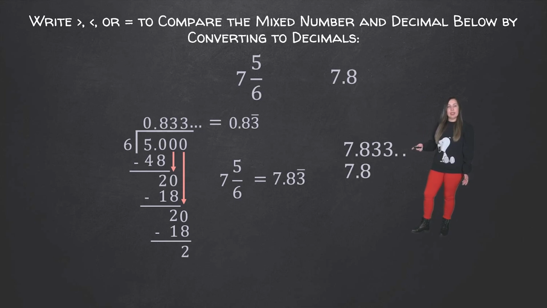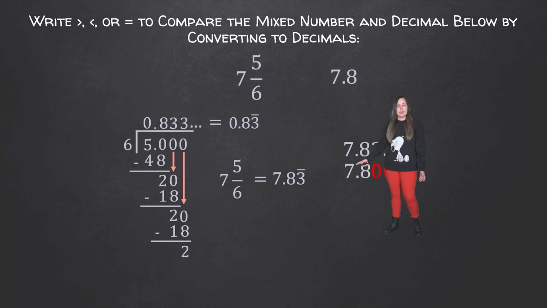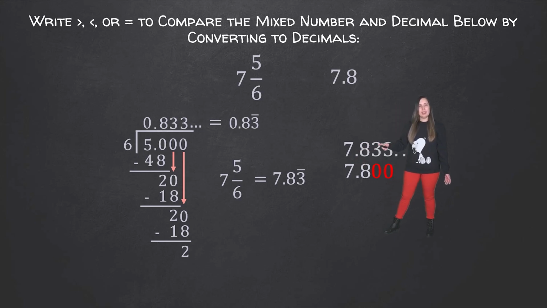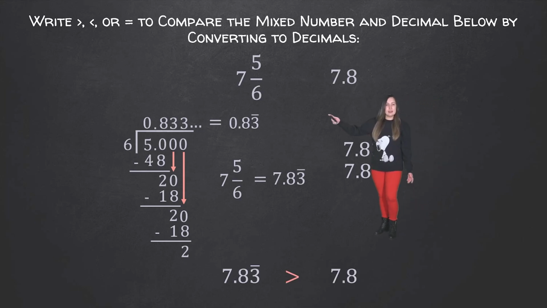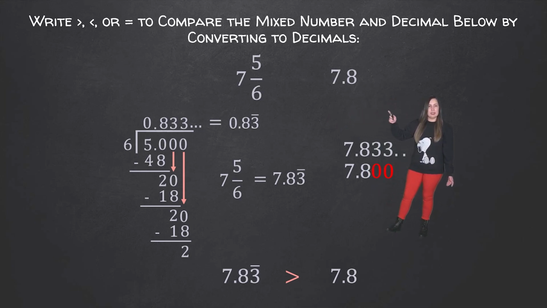And then 7.8 on the bottom to make it easier to compare. And where we have missing values, we could just add zeros as a place value holder. And if we look at the ones place, it's the same. If we look at the tenths place, it's the same. But here, 3 is greater than 0, meaning that this one is greater than 8 tenths. So that means that 7 and 5/6 is greater than 7 and 8 tenths.